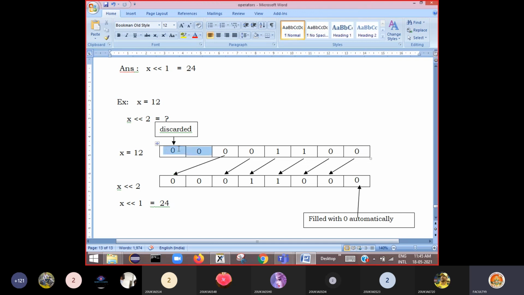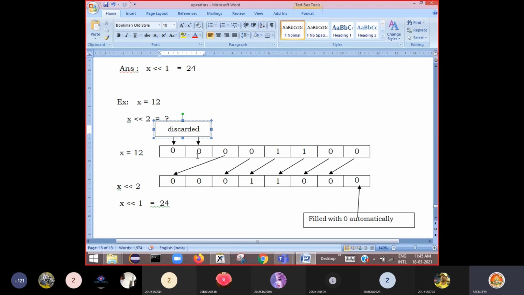Okay, then what about these 2 leftmost zeros? These 2 leftmost zeros will be discarded. Okay, so I am moving up to this here. I'll copy this arrow here so that I can put these 2 here. Okay, so these 2 leftmost bits will be discarded.